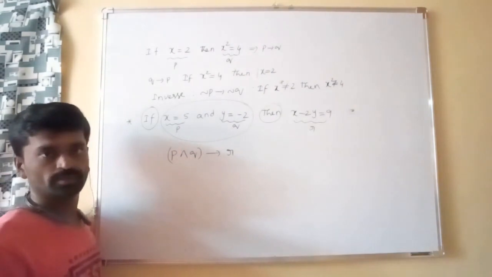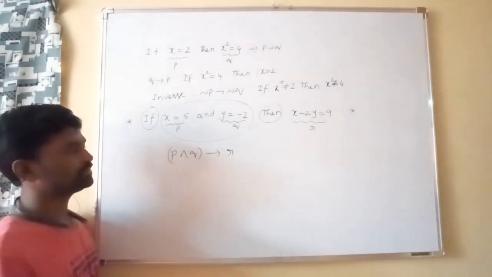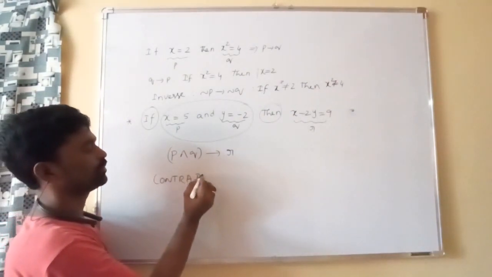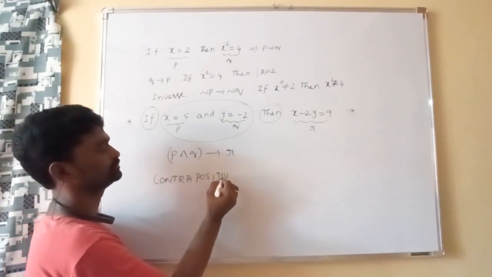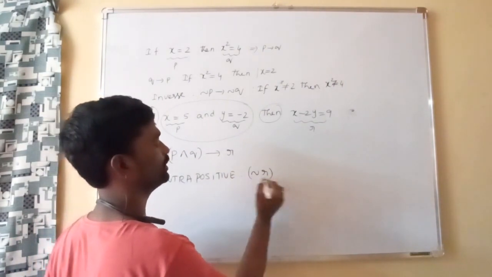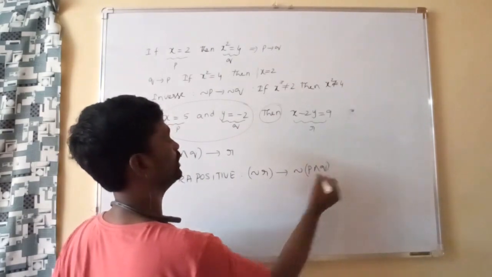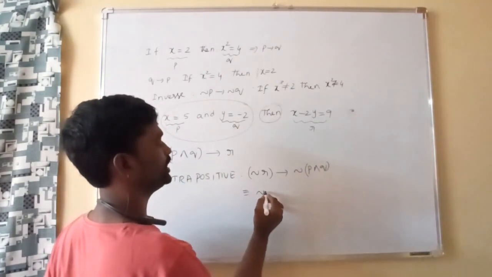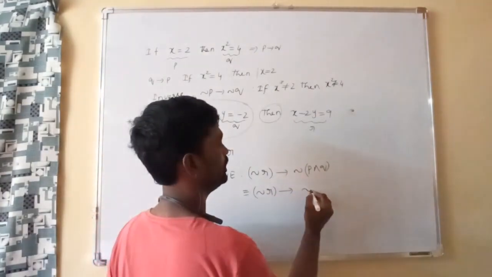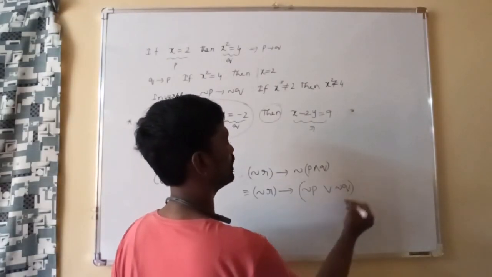Contrapositive of P implies Q is what? Negation Q implies negation P. Like that, the contrapositive of this statement becomes what? Its contrapositive is negation R implies negation of P and Q. So this is equal to negation R implies negation of P and Q, which is negation P or negation Q using De Morgan's law.